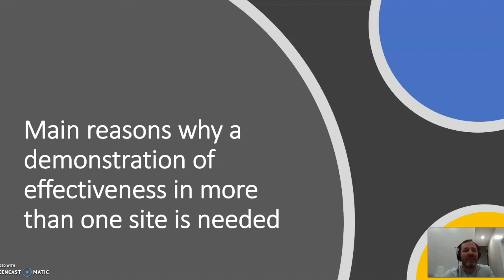Main reasons why a demonstration of effectiveness in more than one site is needed. A single finding of effectiveness can sometimes occur by chance alone. For example, even if all educational interventions tested in randomized controlled trials were ineffective, we would expect 1 in 20 of those trials to demonstrate effectiveness by chance alone at conventional levels of statistical significance. Requiring that an intervention be shown to be effective in 2 trials or in 2 sites of one large trial reduces the likelihood of such false positive results to 1 in 400.